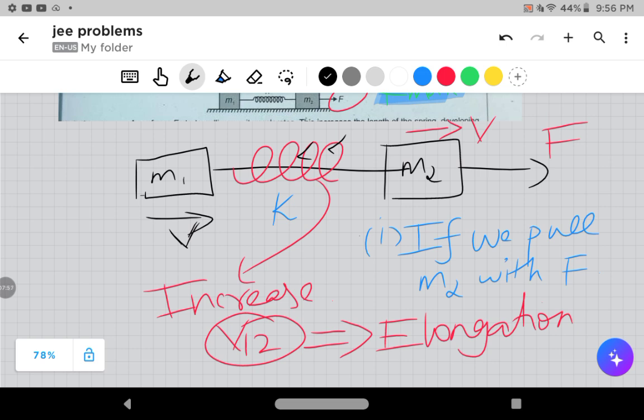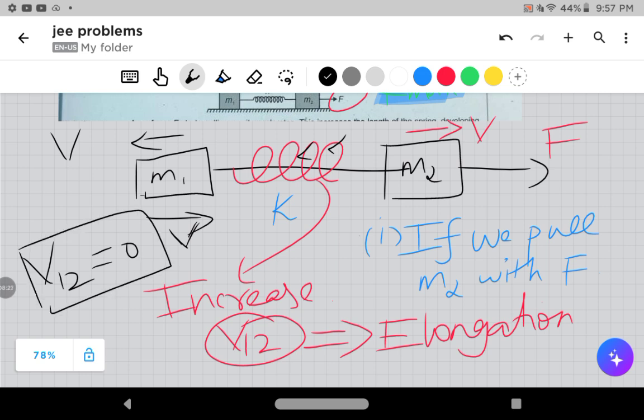I don't know, but I know at what point the maximum elongation happens. Until the point where the velocity of M1 is going to oppose the velocity of M2. So this is conceptual based. It means that the velocity of 1, 2 is 0. What does that mean? The velocity of block M2 with respect to M1 becomes 0. At that point of time, the elongation of the spring is maximum.